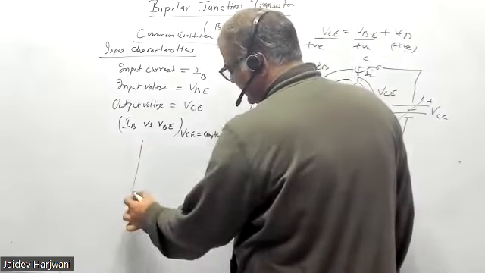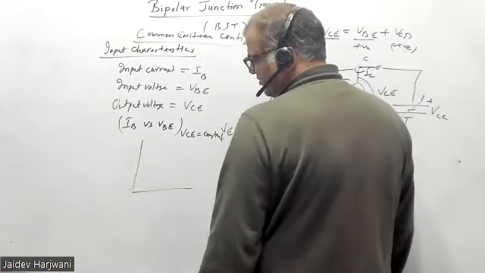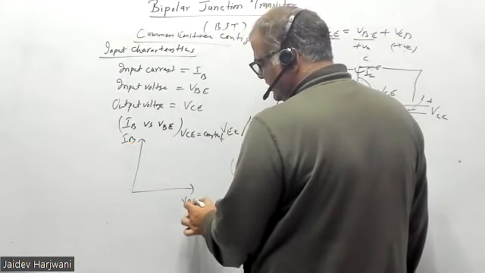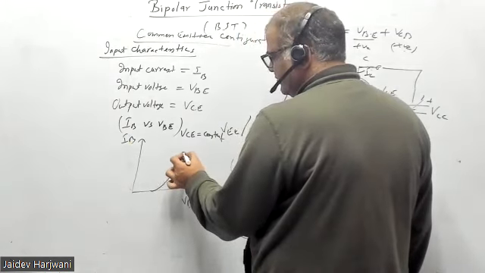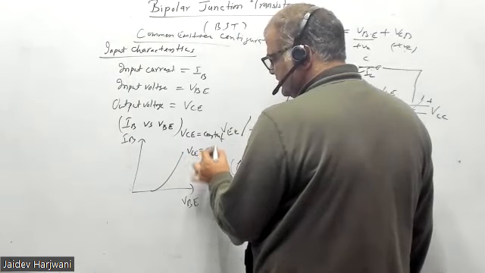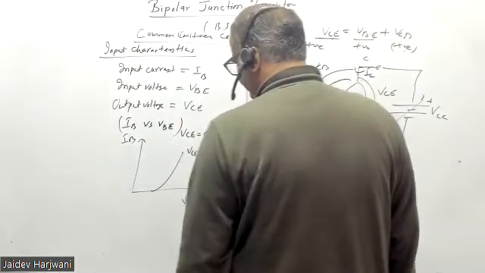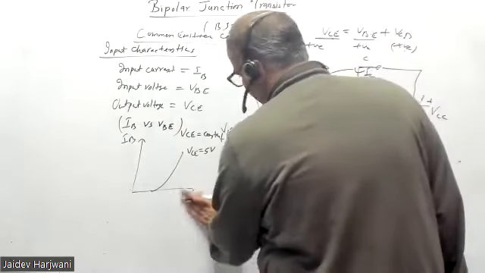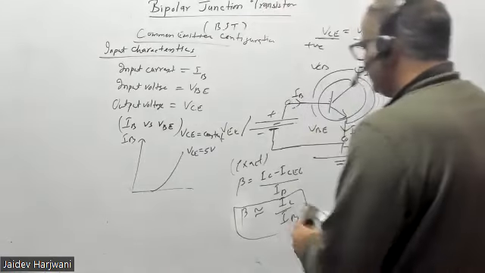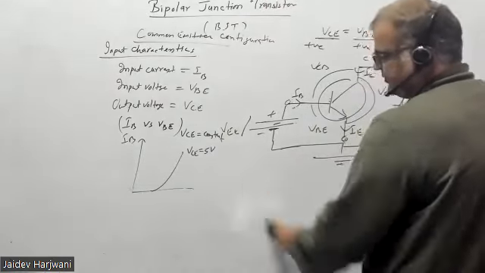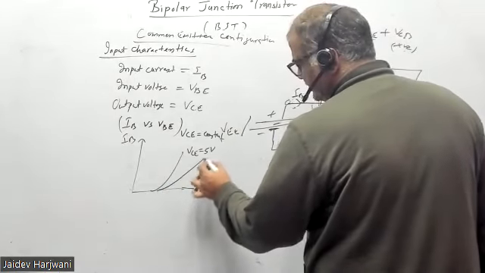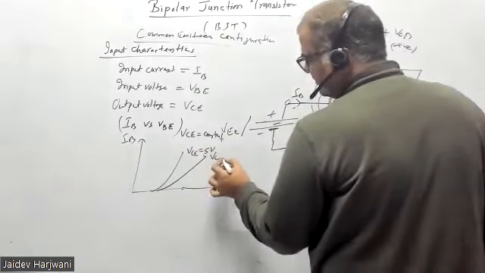This graph has the same nature because you are forward biasing the base emitter junction. So the input current will be IB this time, this will be your VB, and the graph will come here. Keep VCE constant, say 5 volt. But here it is slightly changed. Now what happens if I increase VCE to 10 volt? If you increase VCE to 10 volt, the graph will come like this. It will not go this side, it will come this side.